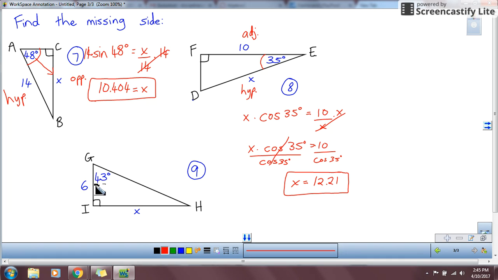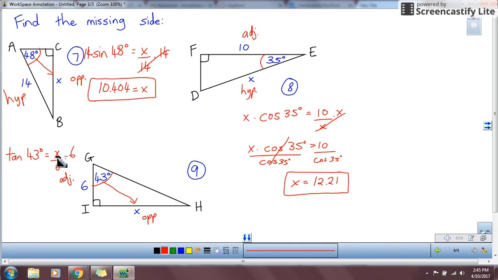This one here, number 9, we are looking from this angle. X is your opposite side. This is your longest side, your hypotenuse, which makes this the adjacent side. So the rule that uses opposite and adjacent is tangent. So you would say tan of 43 degrees equals opposite, which is x, over adjacent, which is 6.